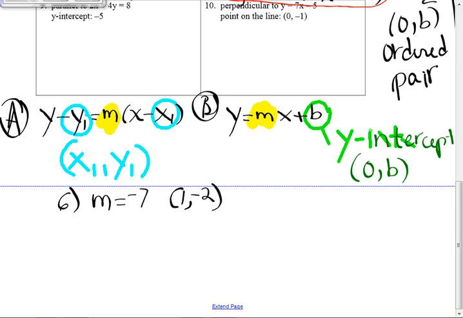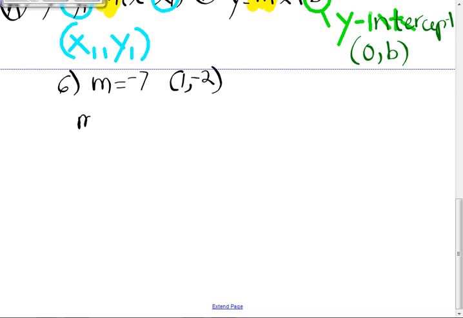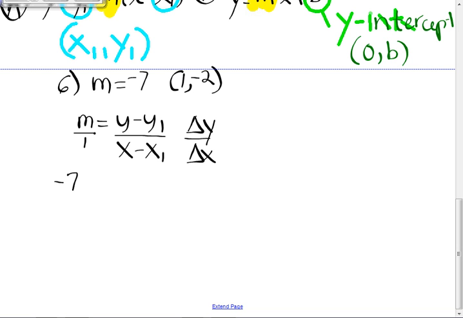Okay, you have to know the form. You could do it this way. M is equal to y minus y1 over x minus x1. Do you remember the slope formula? How to calculate the slope? It's the change in the y over the change in the x. So my slope is -7 equals y minus a -2 over x minus 1. What happens to the 2 negatives? Because it's going to be ugly if I don't take care of that.